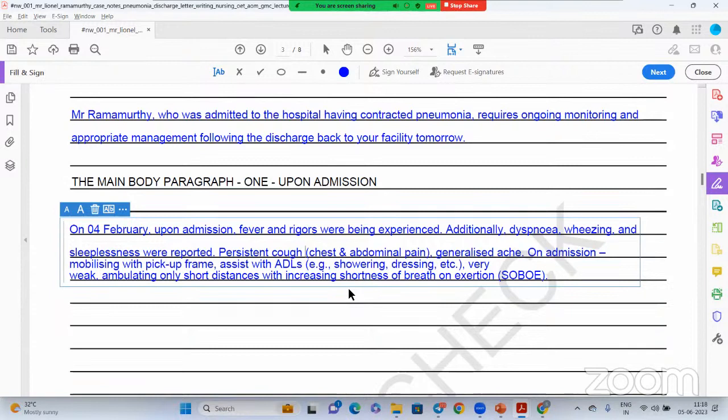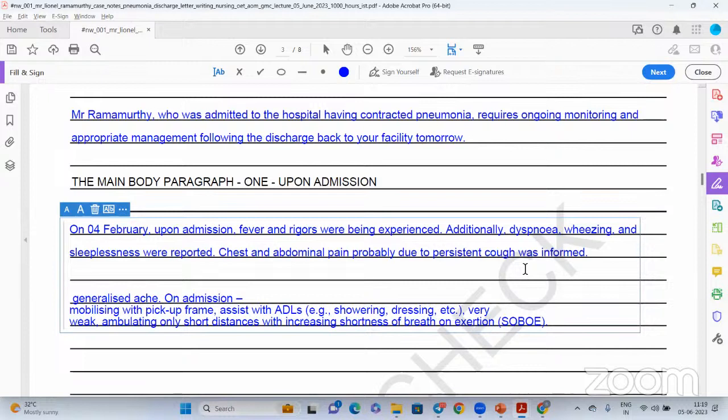Chest and abdominal pain. So this we can write it later. So first you start with chest and abdominal pain. Chest and abdominal pain. Probably due to persistent cough. Okay. Like that you can change. So chest and abdominal pain probably due to persistent cough was informed. Full stop. Right. You can see that there. So three sentences we have written.